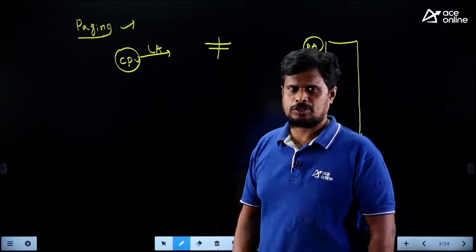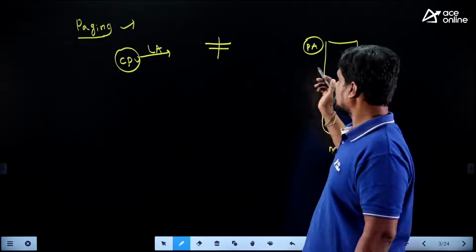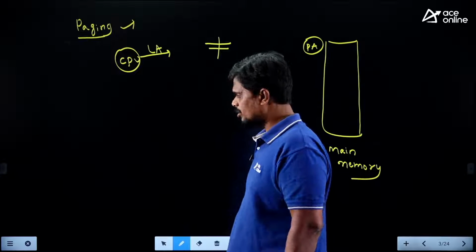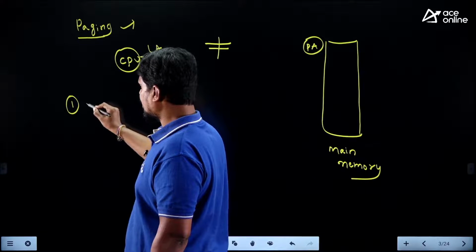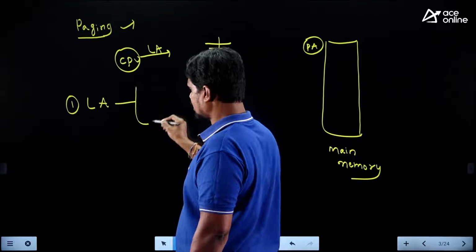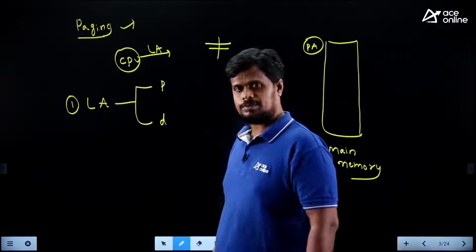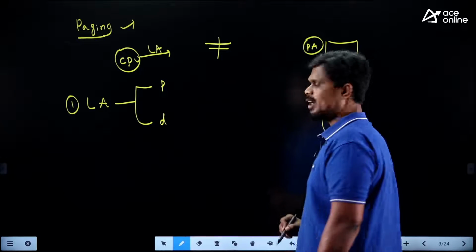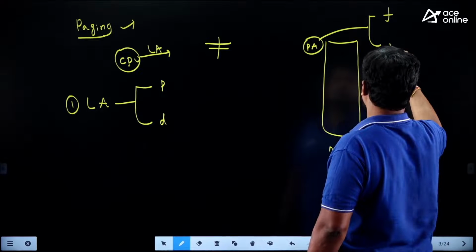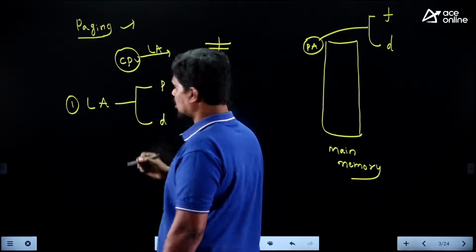So this is the first point which you have to understand. Then, what is the procedure? How are we converting this logical address into a physical address? We all know that, according to the paging concept, the logical address is divided into two parts. What are the two parts? One is the page number, another one is the offset. In the same way, the physical address is also divided into two parts: one is the frame number, another one is the offset.